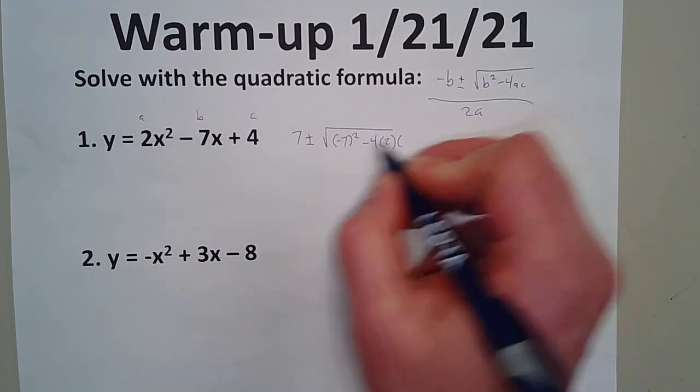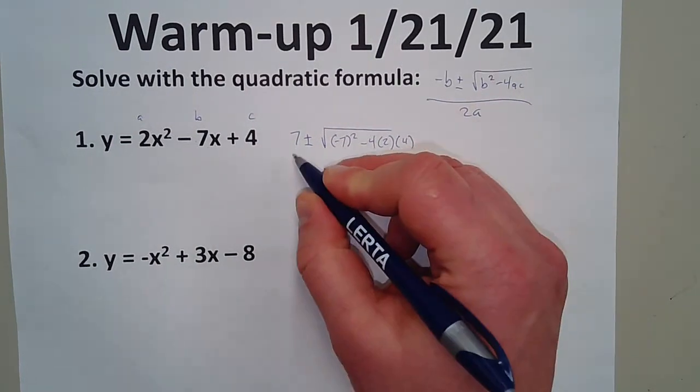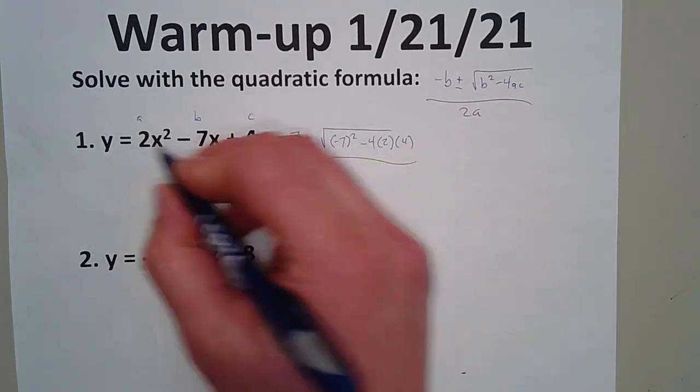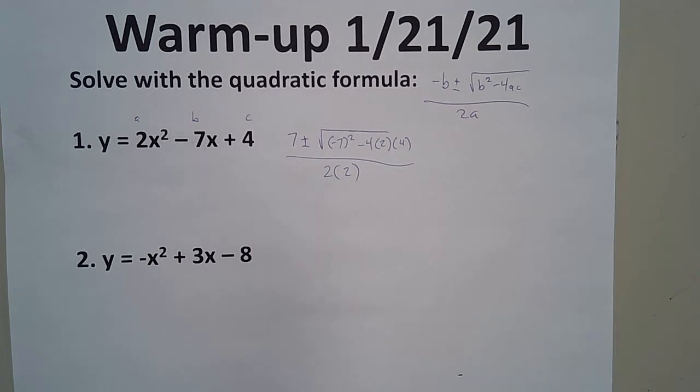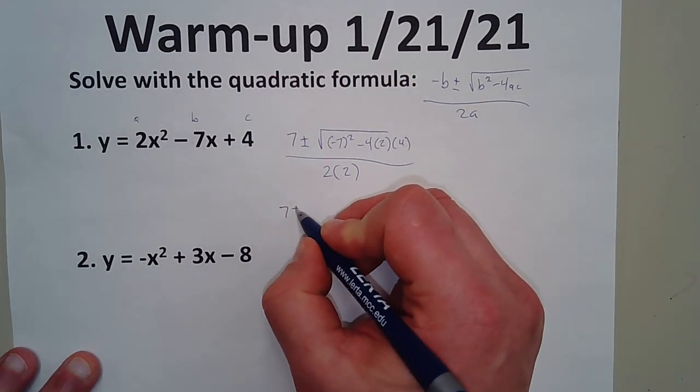So in this case, it's going to be a positive 7, plus or minus the square root of negative 7 squared minus 4. A is 2, C is 4, all over 2a, which is a 2 in this case. So that's what we need to simplify. We're just going to work that out and see how things shake out here.